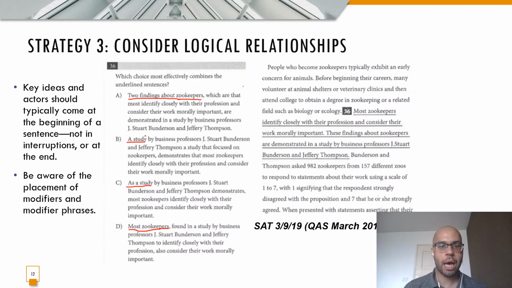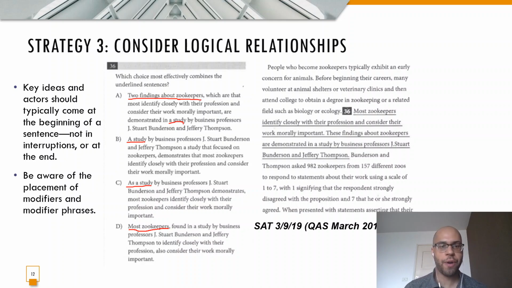Now, choice A does something that we're going to talk about later as being kind of bad, which is, rather than saying that a study demonstrates findings, it says two findings are demonstrated in a study, right? It strikes me that when I'm looking at this, the focus should be on the study, not the findings. And this is what's known as passive, and we'll talk about passive structure a little bit later.